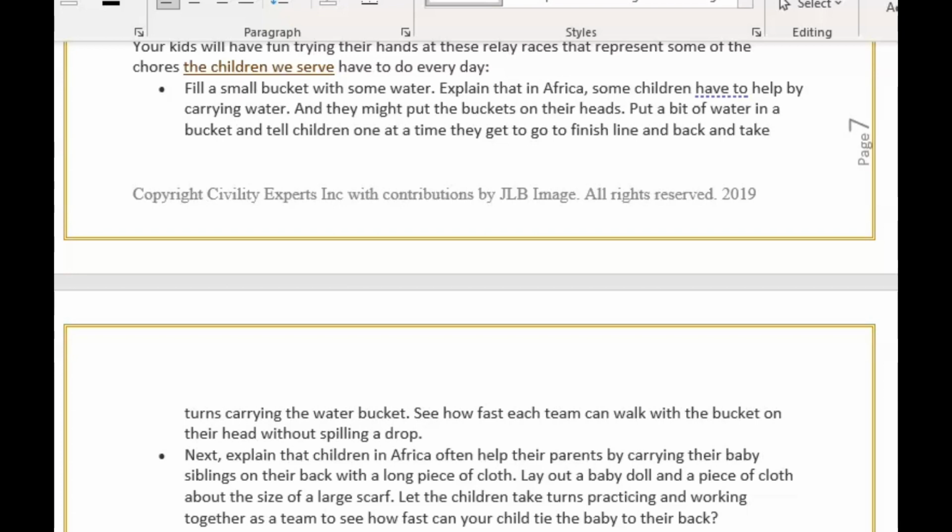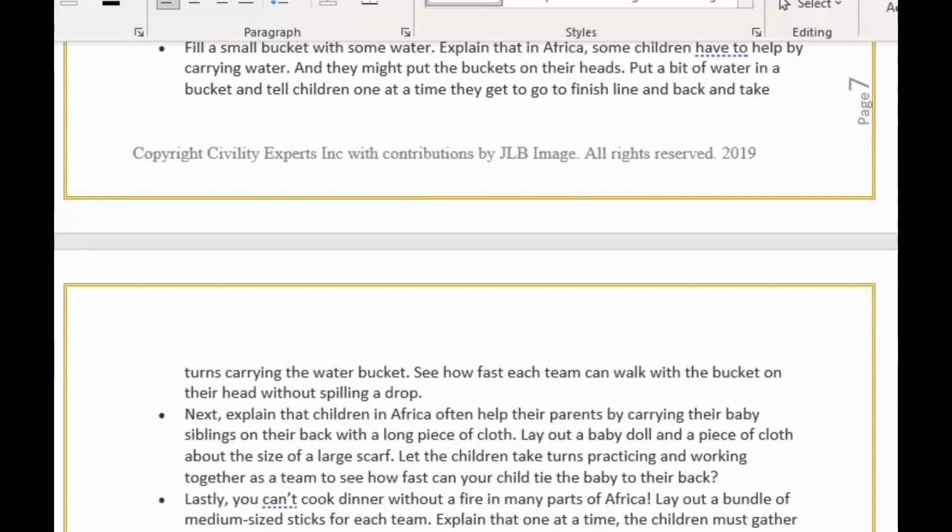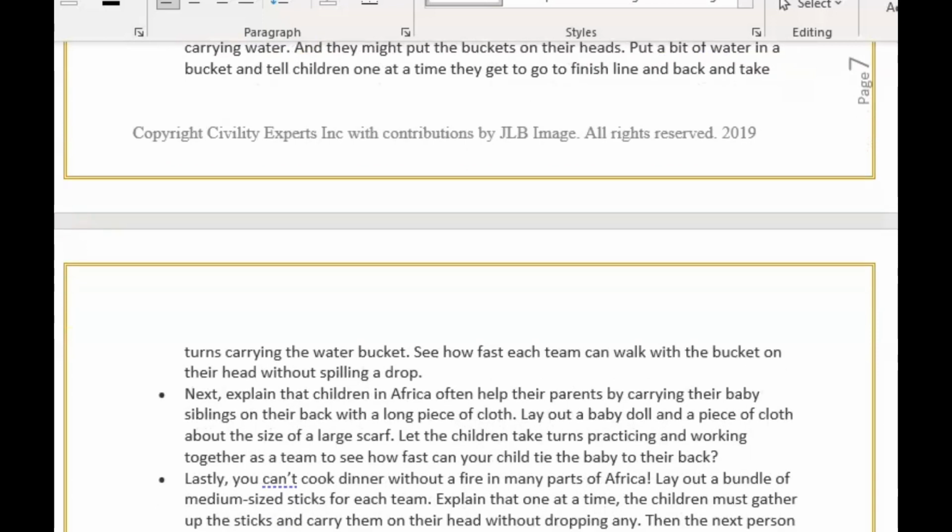There's another one about how you might carry a child on your back, so we can have a piece of cloth and a baby doll, and we can talk about how you might cook dinner without a fire, so give children some sticks, and again let them carry the sticks all in their arms or on their head or wrapped in the cloth. It's a three-legged race, 3 legs to the race.